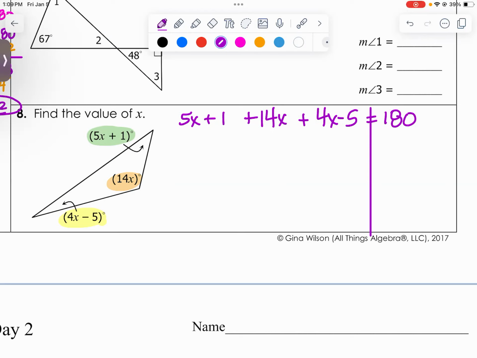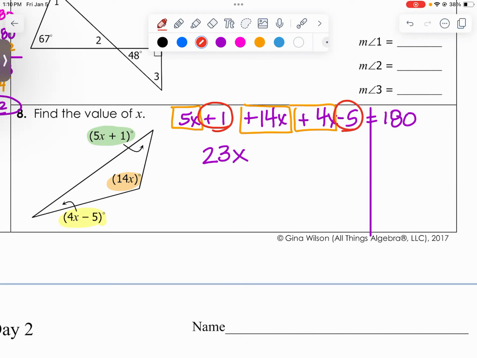Oh, she's using great language. Say it louder. Kanaya says we need to combine like terms. So if we're combining like terms, what is a like term of 5x? Anything else? 4x. Okay, and Cash, you already told me how much is that? 23x. So we can add all of our x's together to get 23x. Then we have this plus 1 and this minus 5.